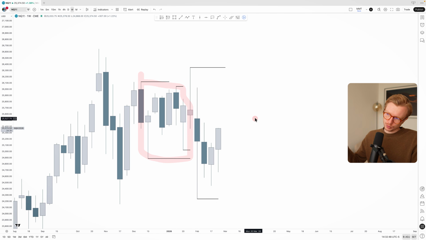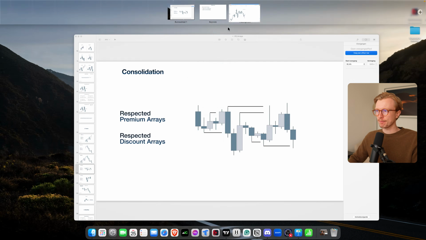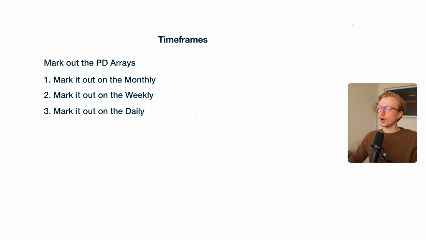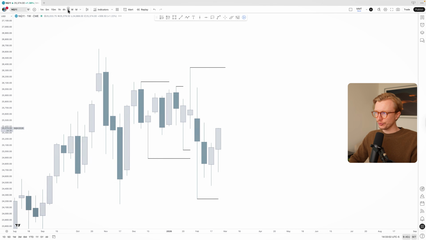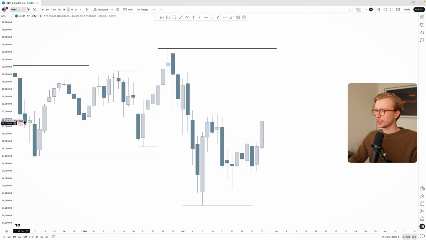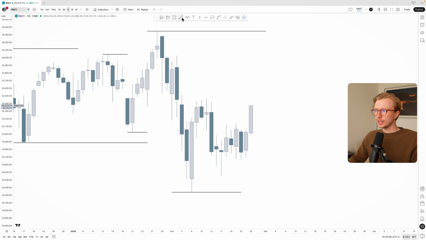But first, we need to move on to the daily time frame. So the next step is, again, mark it out on the daily time frame. And afterwards, it's also number 4, mark it out on the 4-hour time frame. So we're going to dive into the daily first, and then we're going to dive into the 4-hour time frame as well. Okay, marking out, again, just the PDAs.